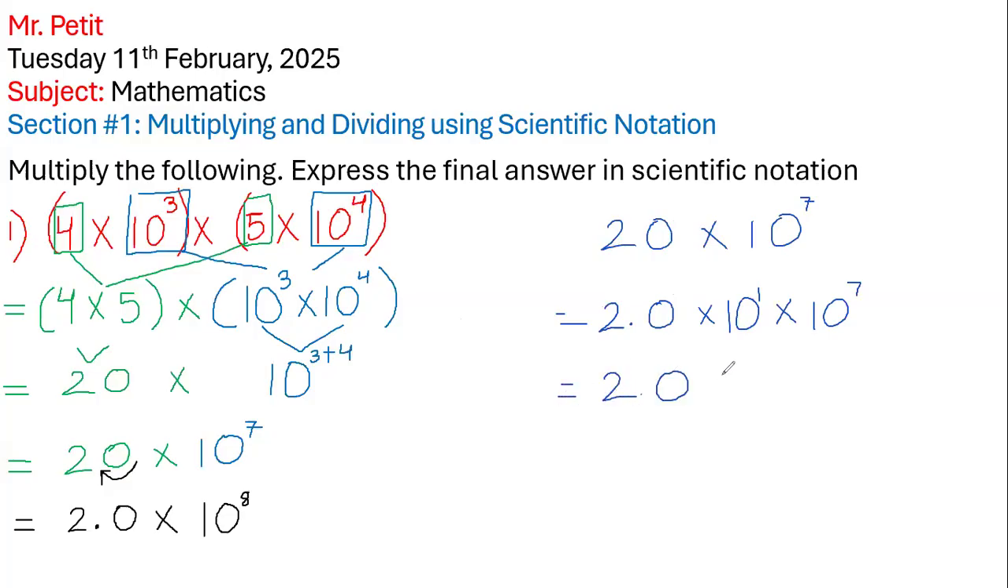So 2.0 times, same base, add the powers. So it's going to be 2.0 times 10 to the power of 7 plus 1. And so it's 2.0 multiplied by 10 to the 8. Yeah, I'm supposed to add. That's right, because 2.0 times 10 is 20. Good. All right. So that's right.